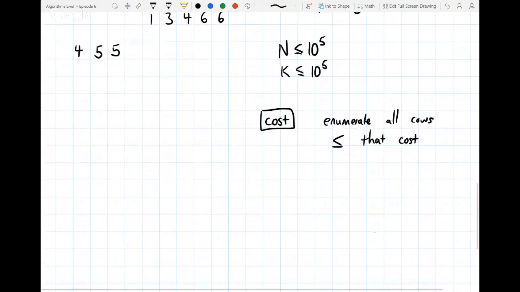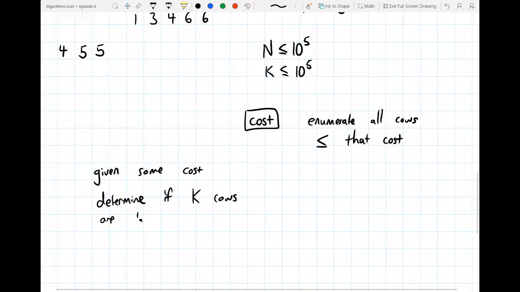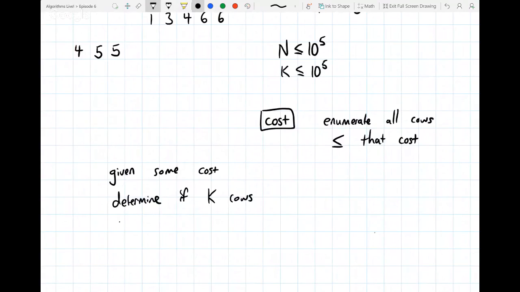I'd like to solve this problem of, given some cost, determine if K cows are less than that cost. Okay. And so once I hit the kth cow, then I'll know that if there are at least that many cows, then I could kick out early. That's what I want to find.